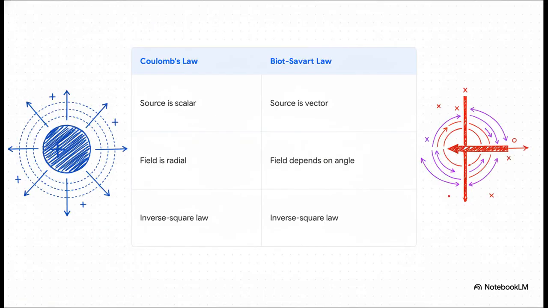And you know, this law is basically the magnetic cousin of Coulomb's law for electric fields. They're both inverse square laws, which just means the field gets weaker with the square of the distance. But there's one huge difference. An electric charge is just a thing, a scalar. But a current element, that little piece of wire, has a direction, a vector. And that makes the magnetic field a whole lot more complex, geometrically speaking.